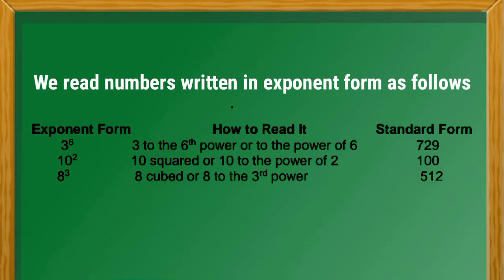We read numbers written in exponent form as follows: 3 to the 6th power, or 3 to the power of 6. And it can also be written in standard form as 729. 10 squared, or 10 to the power of 2. In standard form, that is 100. 8 cubed, or 8 to the power of 3, and in standard form is 512.